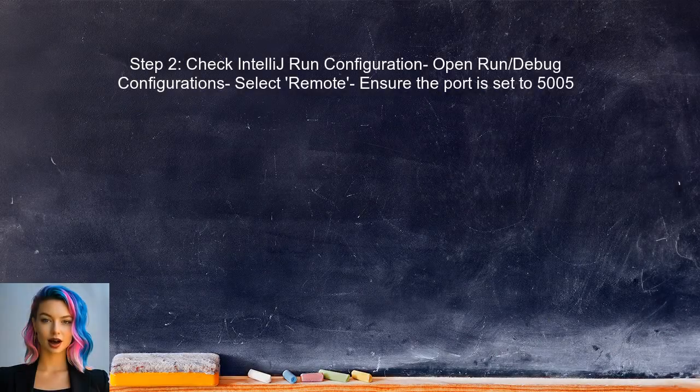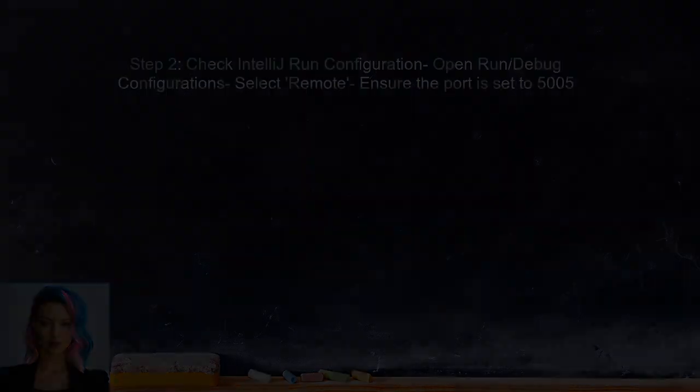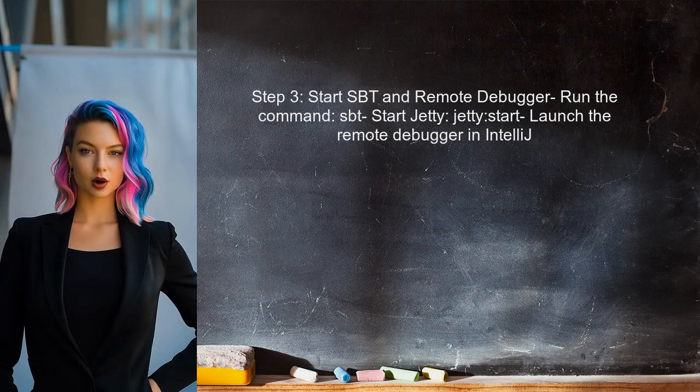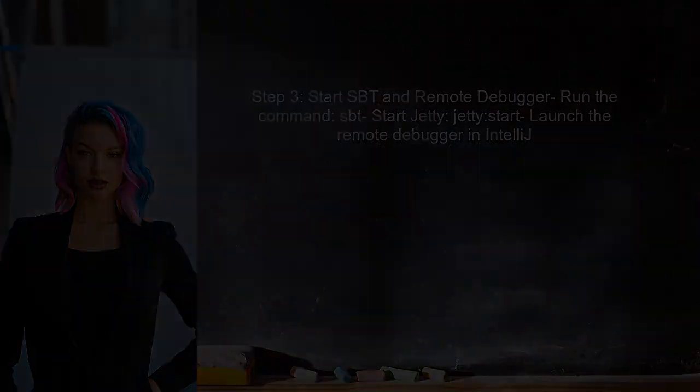Next, the user should check the run configuration in IntelliJ. It's important to confirm that the configuration is set to remote and that the port matches the one specified in the JDK options. After confirming the configuration, the user should start the SBT server and then launch the remote debugger in IntelliJ. This sequence is crucial for establishing a proper connection.